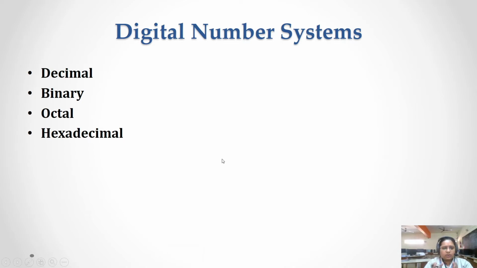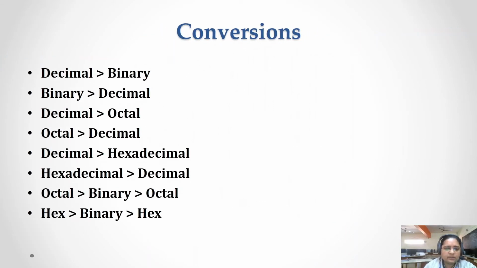So those were all the 4 number systems. Now what we are going to do is the conversions. These are the different types of conversions which we would be doing. We will start with the simplest one, that is decimal to binary, binary to decimal, then we'll move towards decimal to octal conversions, then decimal to hexadecimal conversions, and then two very easy and very important conversions, octal to binary to octal, and hexadecimal to binary to hexadecimal.